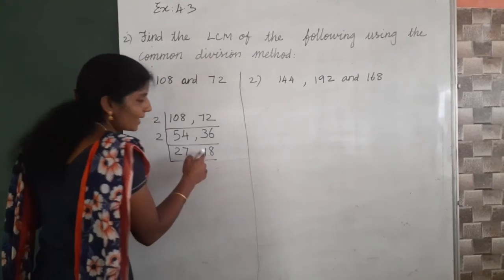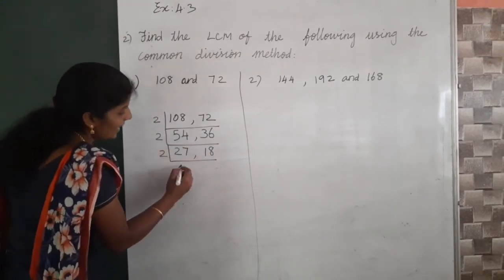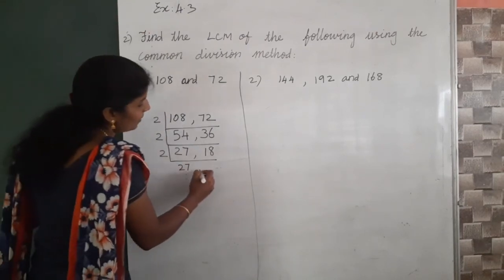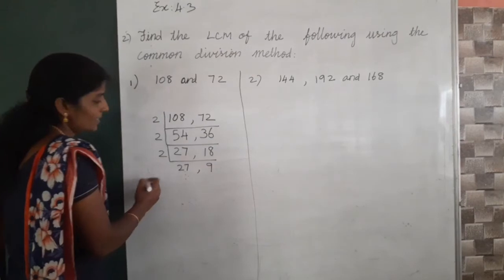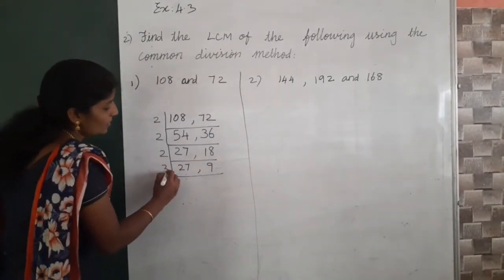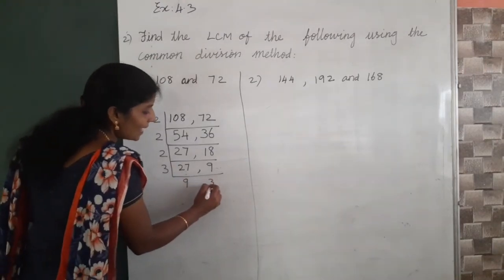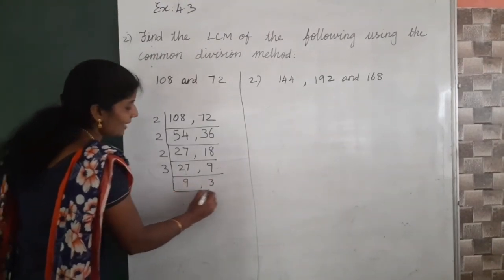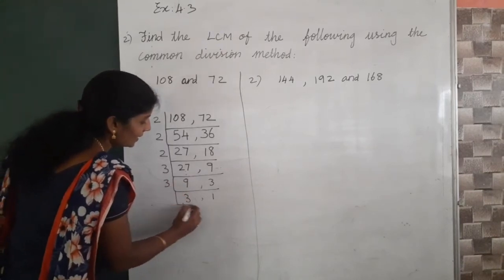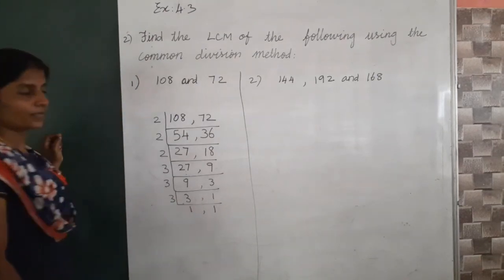Then 1 2 is 2, 8 2s are 16. Then again this 18 is a 2 table. So 27, this is we can write, bring down that same 27. Now here 9 2s are 18. Now this 27 and 9 is in 3 table. So 9 3s are 27, 3 3s are 9. Again 3 table, 3 3s are 9, 1 3 is 3. Again 3 table, 1 3 is 3. Then we can write here 1.